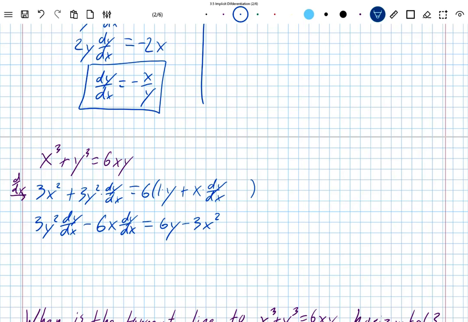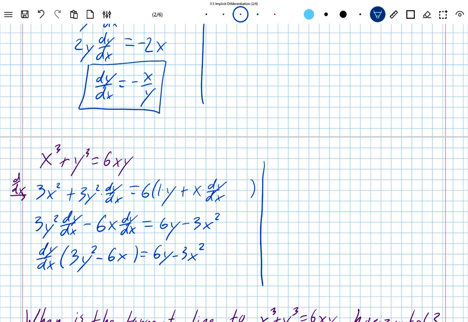Okay, looks pretty good. Bring everything to one side. Why would I do that? Well, as long as everything on the left has a dy dx in it, and nothing on the right does, I can factor out this dy dx. Pull it out from the left side. And believe it or not, you've probably done problems like this in an algebra class in the past. It just didn't have a derivative that you're solving for.